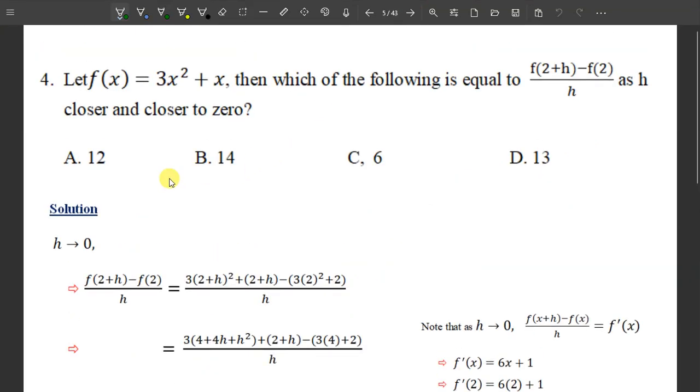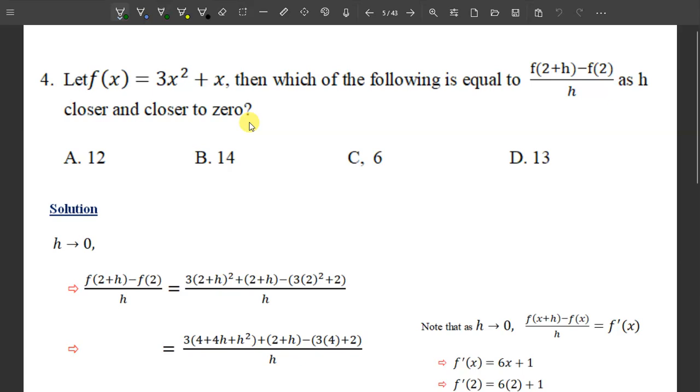Question number 4. It says, let f of x equal 3x squared plus x. Which of the following is equal to f of 2 plus h minus f of 2 over h as h approaches 0?